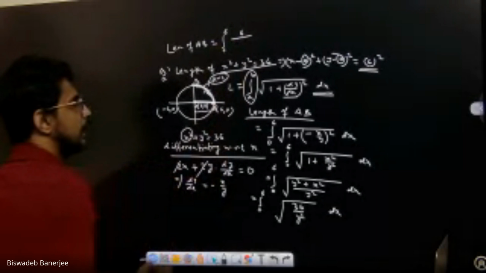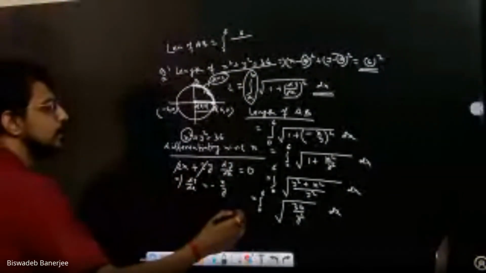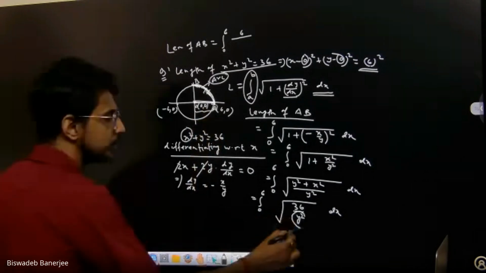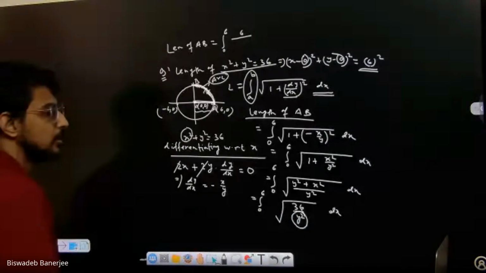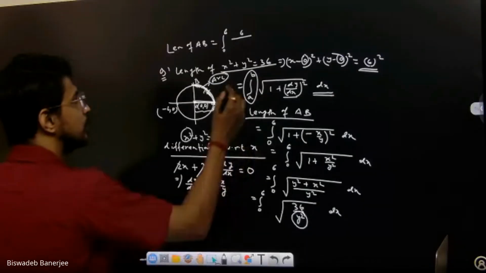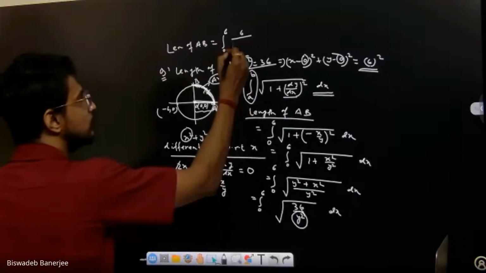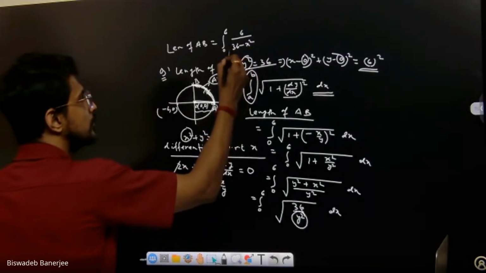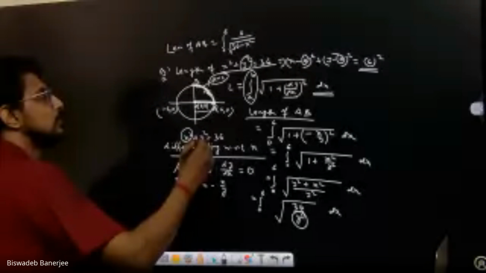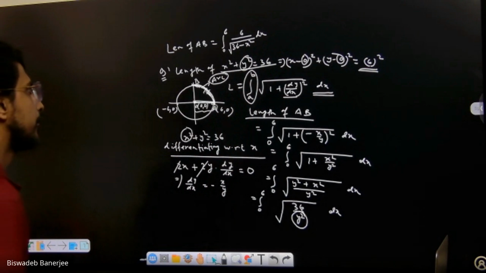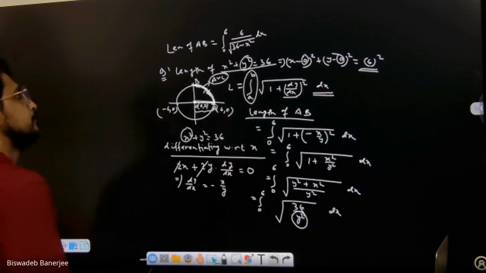And for y square, just put the value of y square here. What is my value of y square? From this we can obtain the value of y square is 36 minus x square. Then root over this dx.